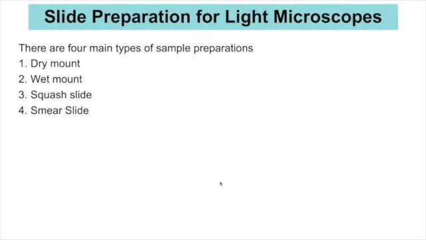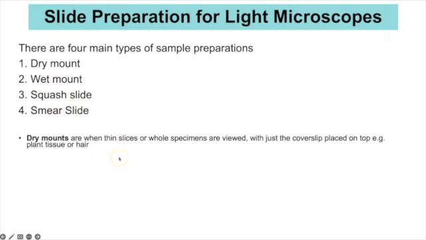So with the light microscopes or optical microscopes, there are 4 types of slide preparation that you need to be familiar with: dry mount, wet mount, squash slide, and smear slide. The dry mounts are when thin slices or even the whole organism or specimen are viewed. And what you would do is place that specimen on top of your glass slide with just a cover slip placed on top. So this might be used if you're examining a really thin slice of plant tissue, or you might have tried this before with your own hair.